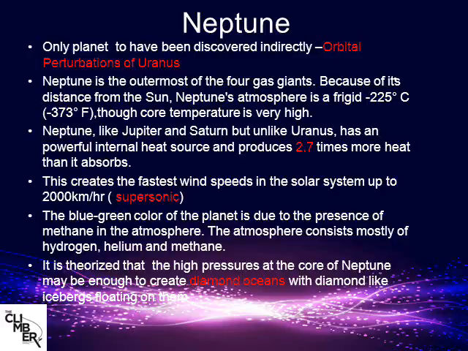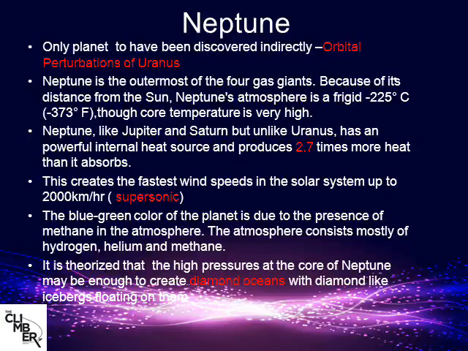So despite the surface temperature being so low, Neptune's core is thousands of degrees in temperature. This creates convection cells which, when coupled with the rotation of the planet, drives the fastest winds in the solar system, up to 2000 kilometers per hour. That's more than the speed of sound.